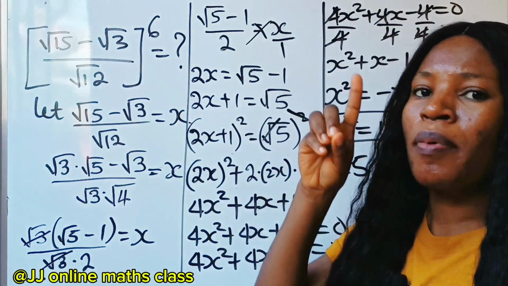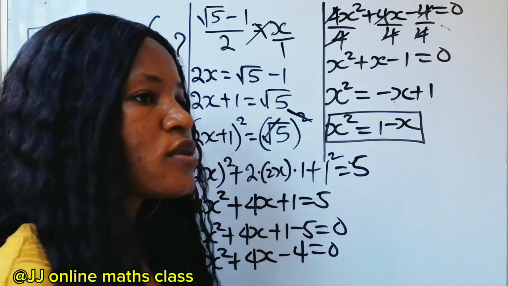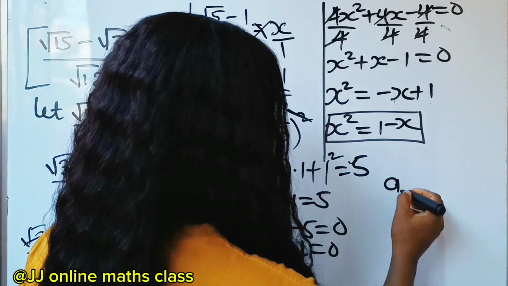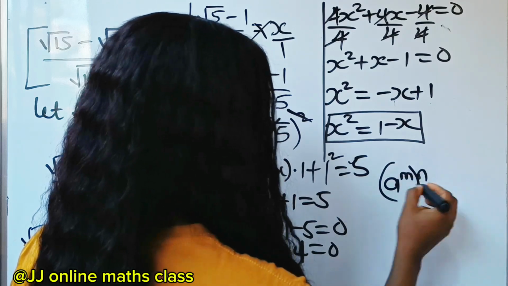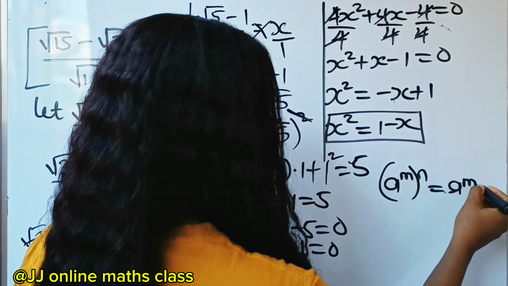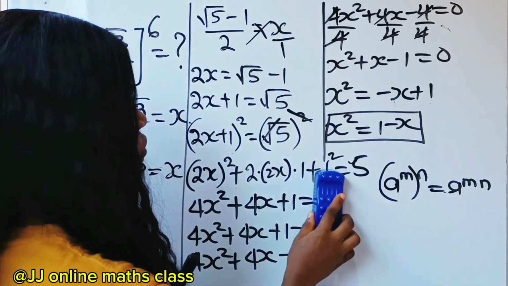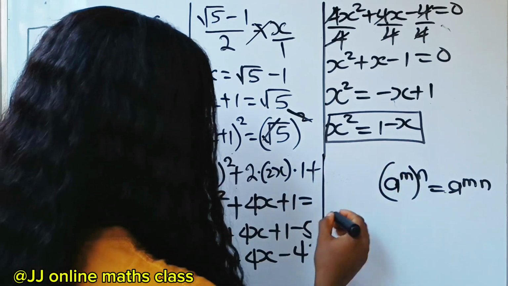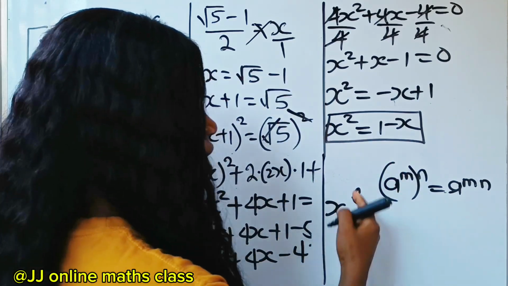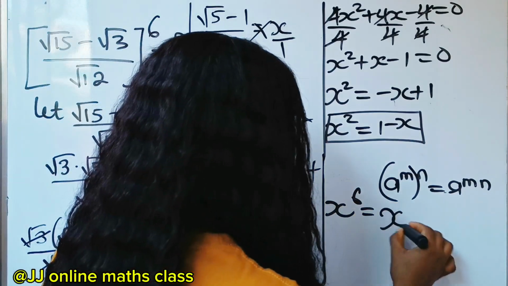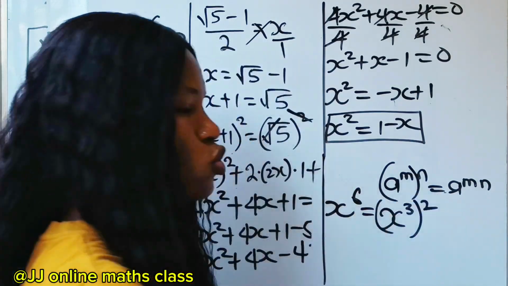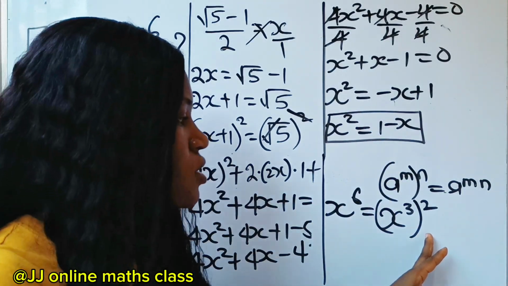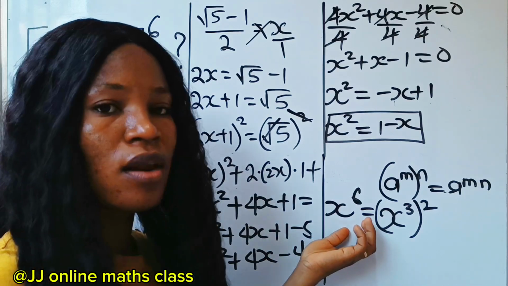For us to get x to the power of 6, we are going to use our law of indices or exponents that says that a to the power of m, raised to the power of n, is equal to a to the power of m times n. Now we have x to the power of 6, right? Yes, we have x to the power of 6. To get x to the power of 6, we can get it by saying x to the power of 3 raised to the power of 2. So if we are able to get x to the power of 3, we will square it to get x to the power of 6, which is what we are looking for.